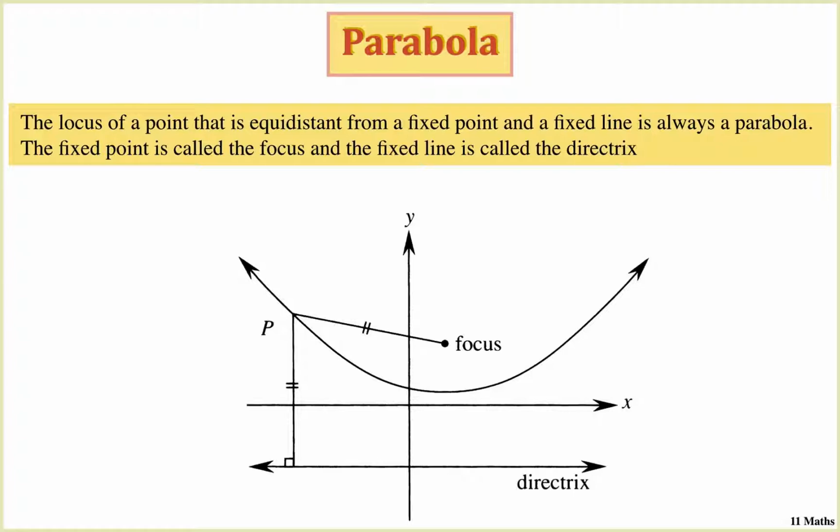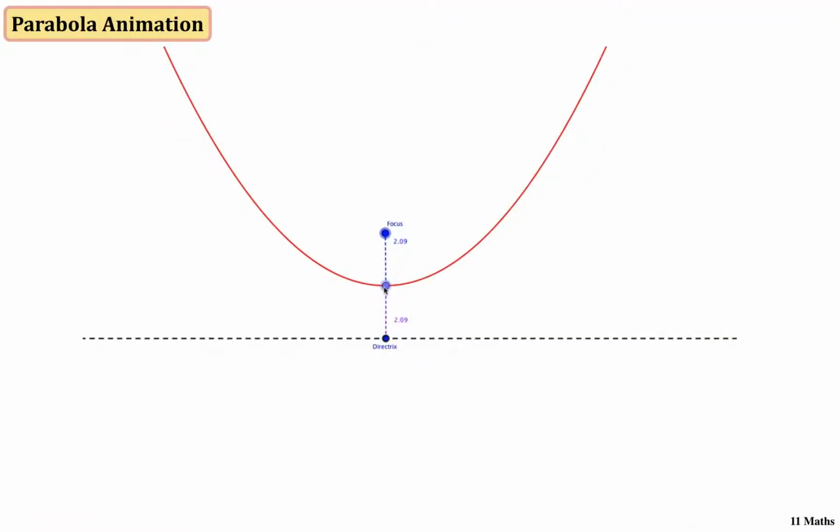Let's see an animation of this scenario. So what we're going to do is consider a parabola. It doesn't matter about the x and y axis. If I look at the focus and I look at the directrix, which is the dotted line, I can move my point. It can be any point on the parabola, and the distance from that point back to the focus and the distance from that point to the directrix is always the same. I could move the directrix around.